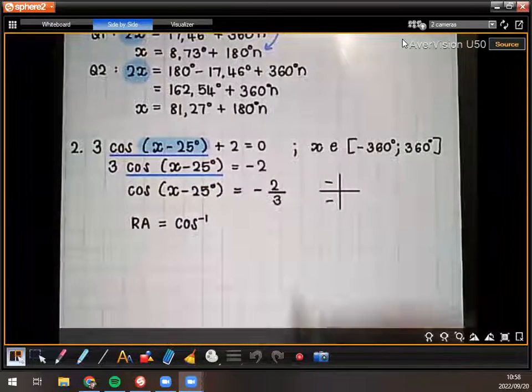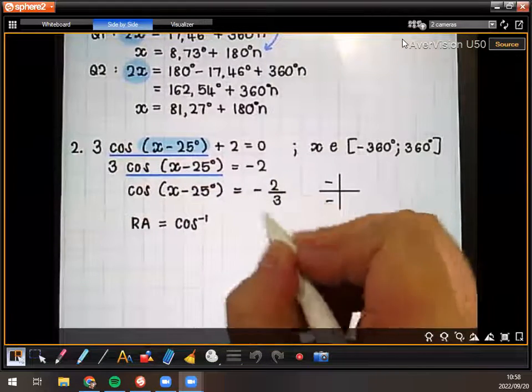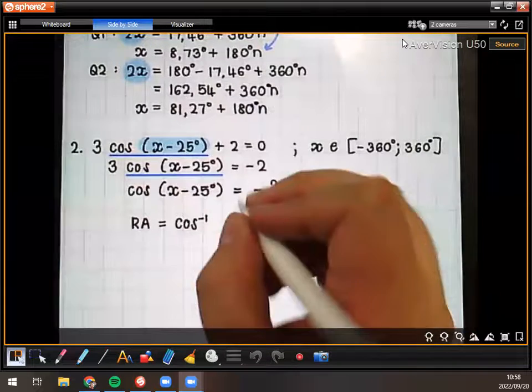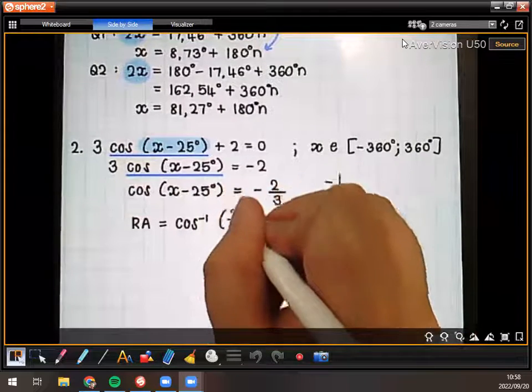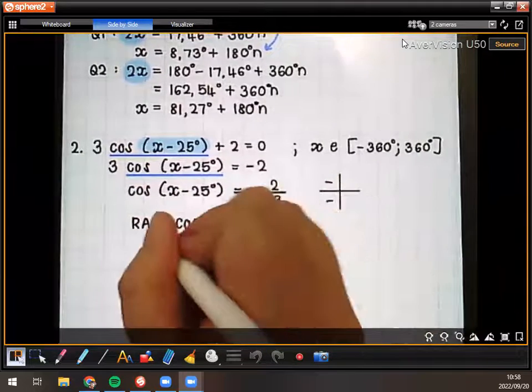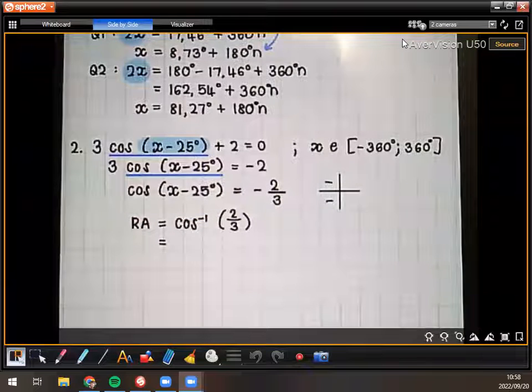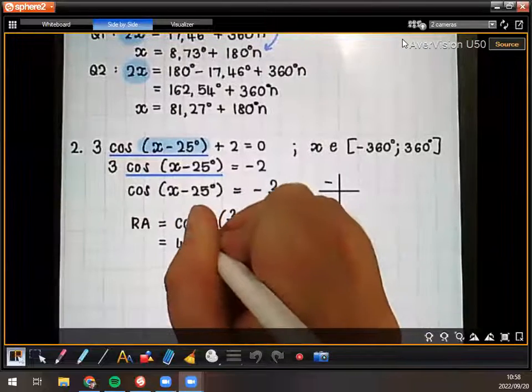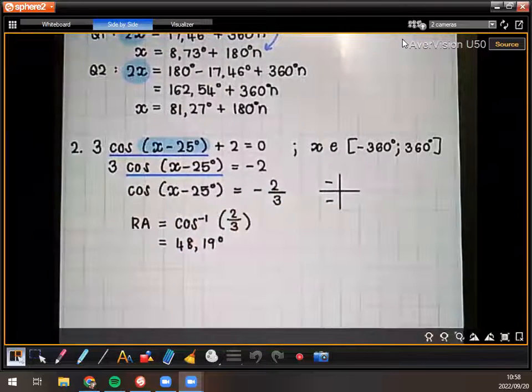Positive and negative one. So shift cos of the positive value. You remember that, right? That's still a thing. So we're going to do positive 2 over 3 when we actually calculate our reference angle. So shift cos of 2 over 3, and that is equal to 48.19 degrees. Yeah, I did round that off, but you just put it in the calculator.